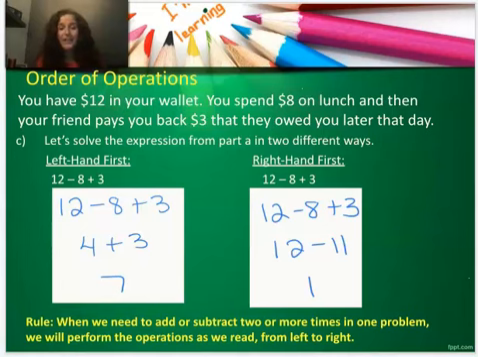You do not. If you went from left to right, you did 12 minus 8 and got 4, and then you added 3 for a result of 7. If you did the right-hand side first, if you did the 8 plus 3 first, you got 11. And then you did 12 minus 11, and you ended up with 1. So the rule is when you need to add or subtract 2 or more times in one problem, perform it the same way you read, from left to right.